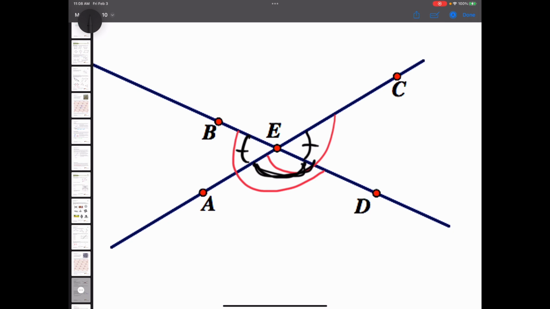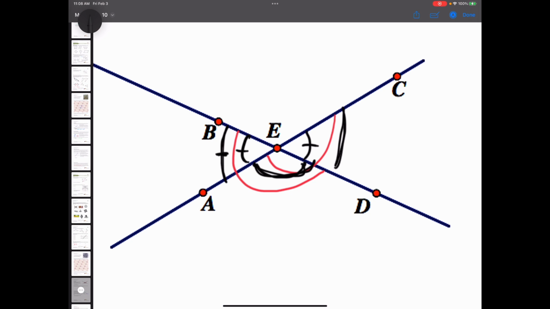Yeah, which is what? What's one of them? Because we found two, didn't we? BEA. Yeah, so that's this one right here. And what's the other one? CED, right here. So if we can say these are linear pairs, they add up to 180. Then if they both add up to 180, we could set them equal to each other, right? Because if two things are equal to 180, those two things have to be equal to each other.